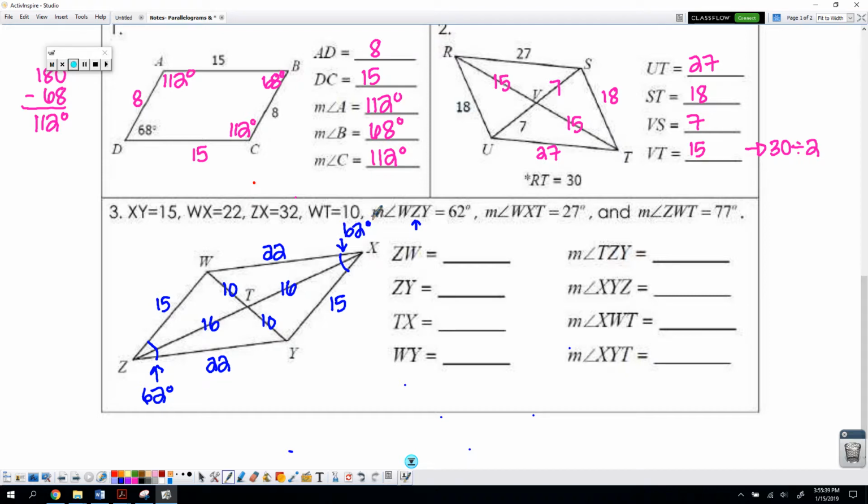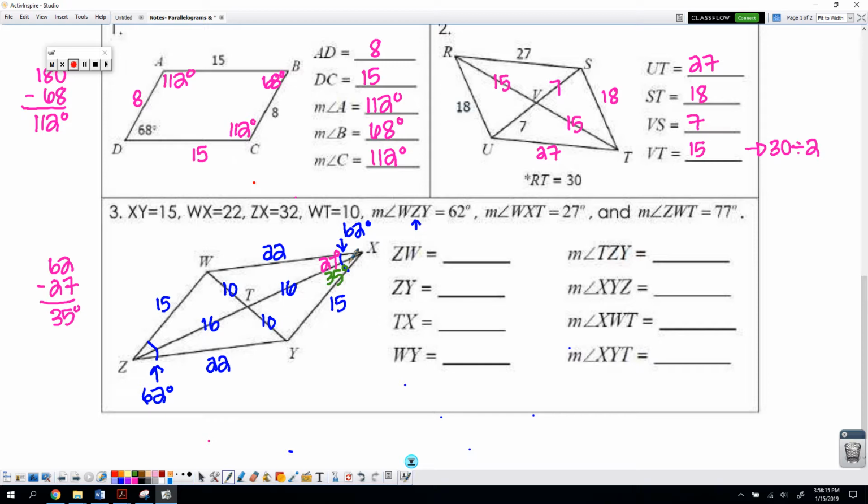Now what we're going to look at is it says WXT is 27. So I'm going to pick a different color. And I'm going to go W to X to T, which is just one small part of angle X. So WXT is that top part there, and it's 27. Now to find the other part, because I know the whole angle for angle x is 62, I'm going to subtract. So I'm going to do 62 minus 27, and I'm going to get 35. And I'm going to do it in a different color, and 35 belongs right here.